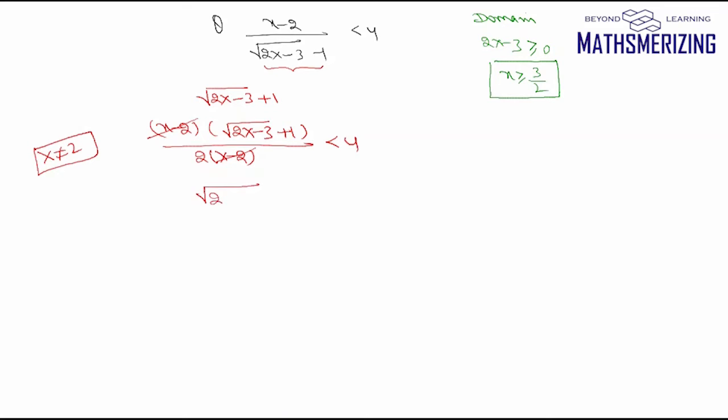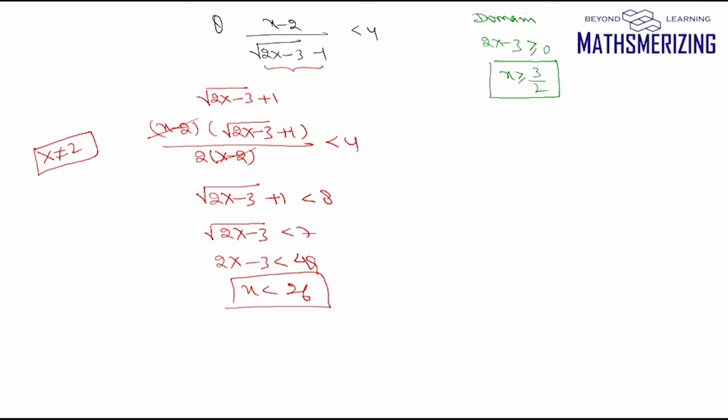Now if I solve it, I'll get under root of 2x minus 3 plus 1 is less than 8. Under root of 2x minus 3 is less than 7. If I square, I'll get 2x minus 3 is less than 49. x is less than 26. So the answer to this question is the value of x should be greater than or equal to 3/2, the value of x should not be equal to 2, and the value of x should be less than 26.